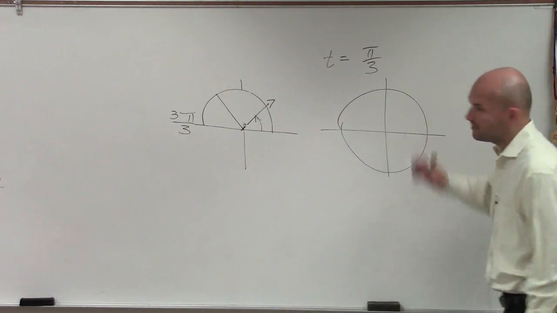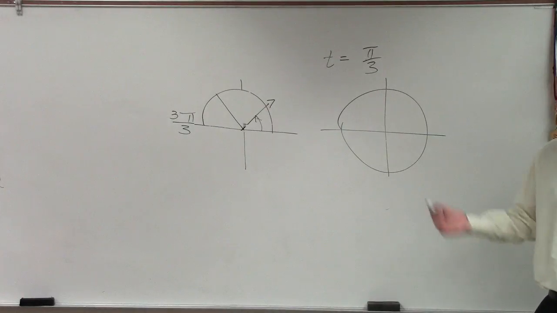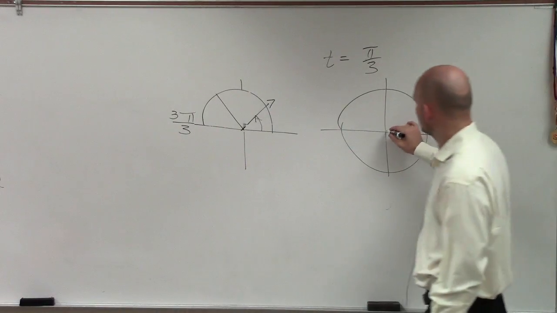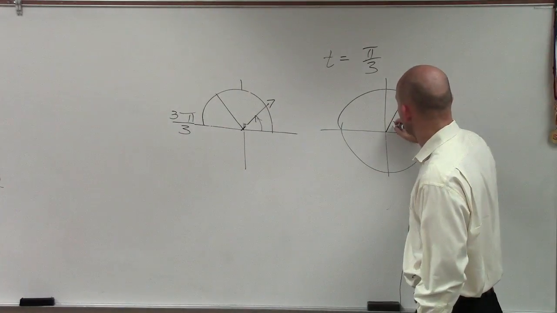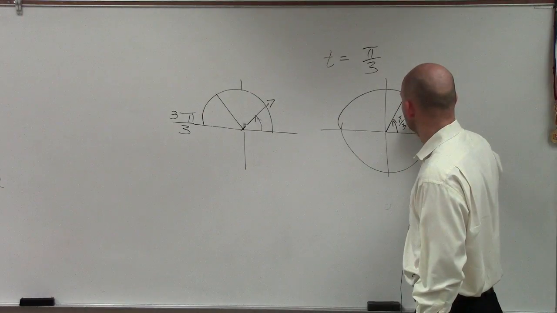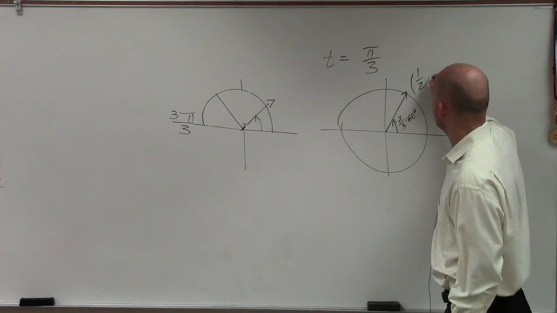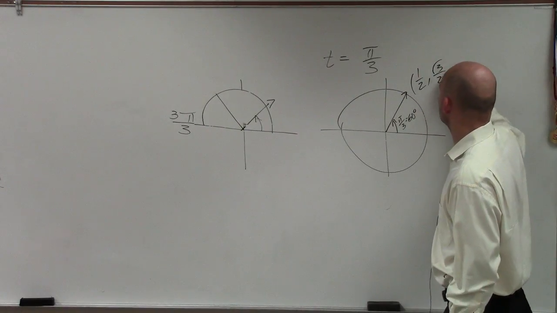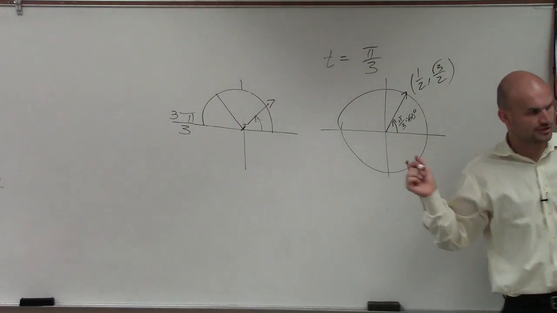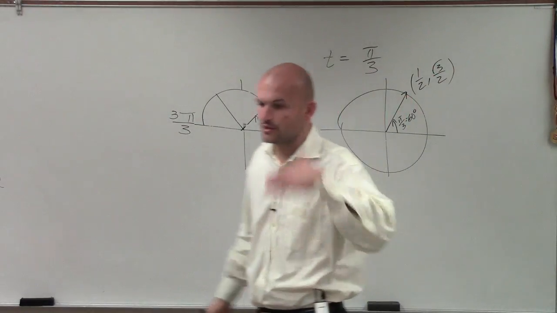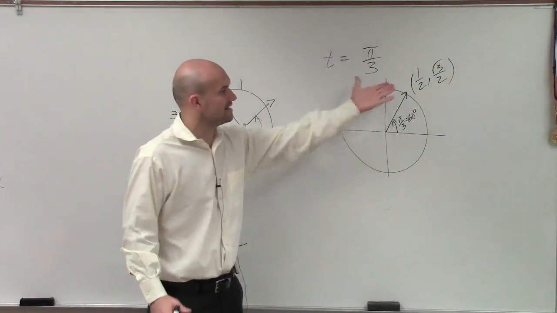Then I need to say, well, what was my point on the unit circle for pi thirds? Well, if you guys remember, that was that high point up there. Pi over 3 is the same thing as 60 degrees. And if you guys remember, that top point was 1/2 comma square root of 3 over 2. Right? Remember when I just wrote out the unit circle? I wrote in those points. So it kind of comes back to, OK, that's that point.